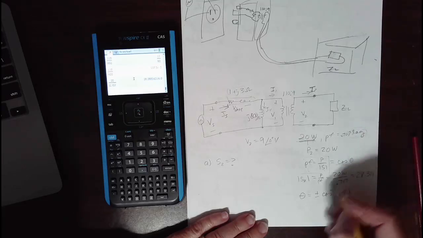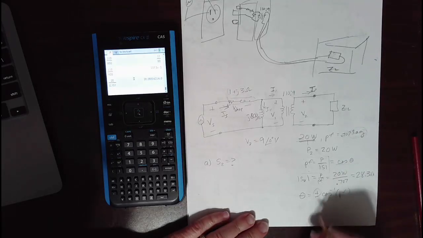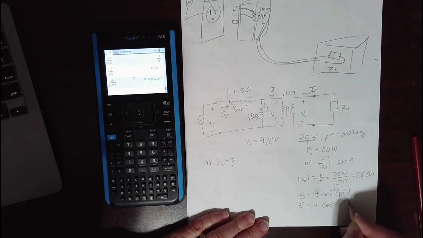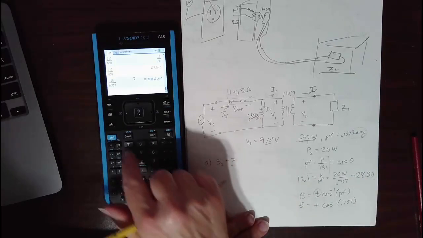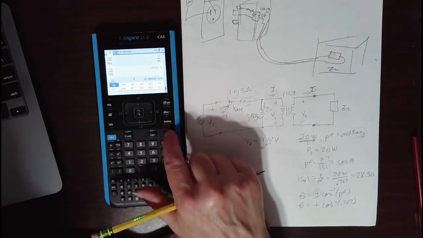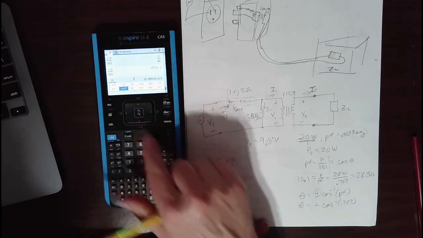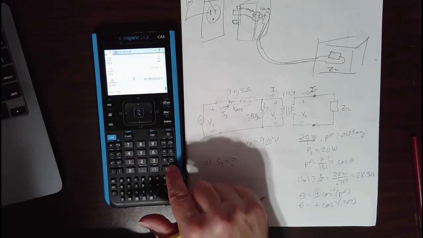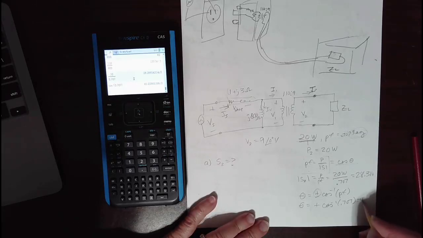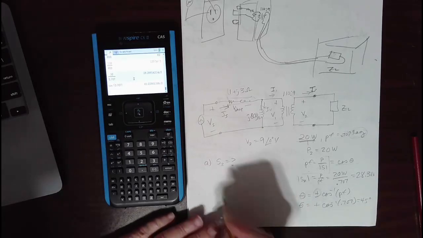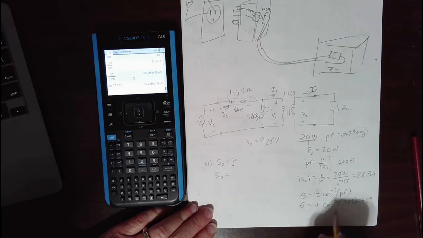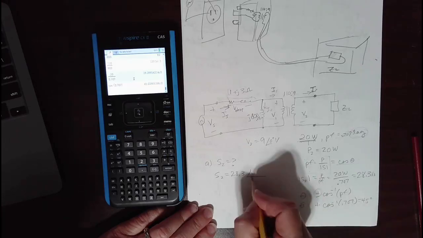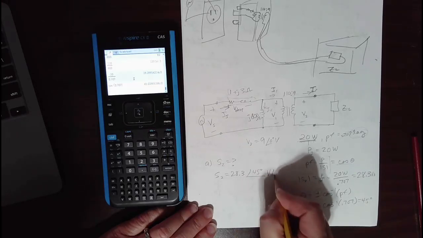So when we have lag, that means theta is positive, right? And so theta is going to be plus cosine inverse of 0.707, that's a 45-degree angle, right? Square root of 2 over 2, cosine inverse 0.707, 45 degrees. All right, so S2 then is magnitude 28.3, angle 45 degrees, volt amperes.